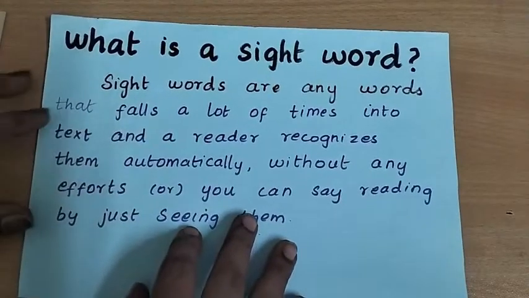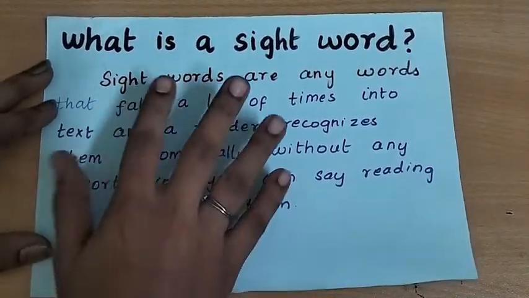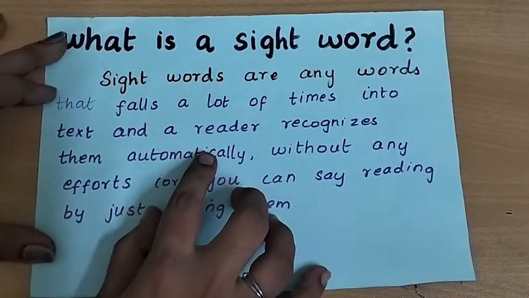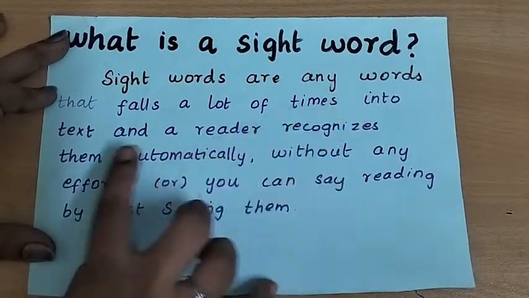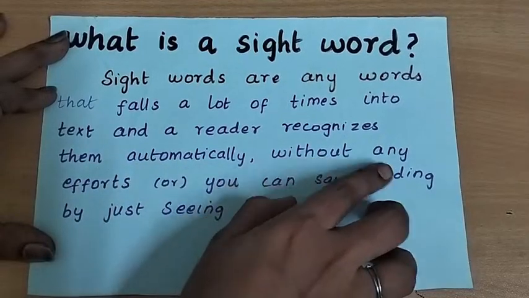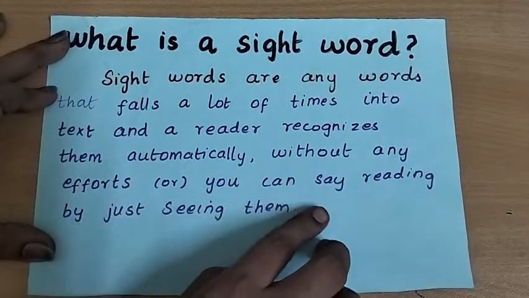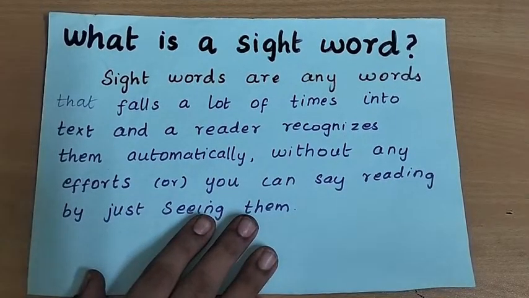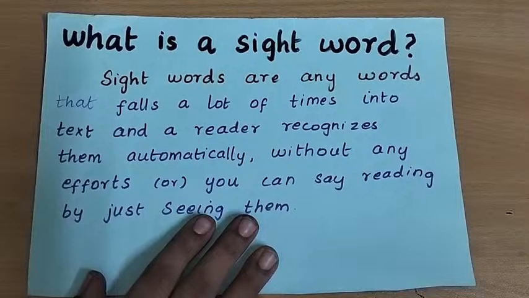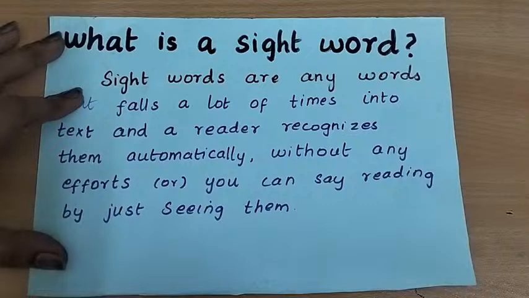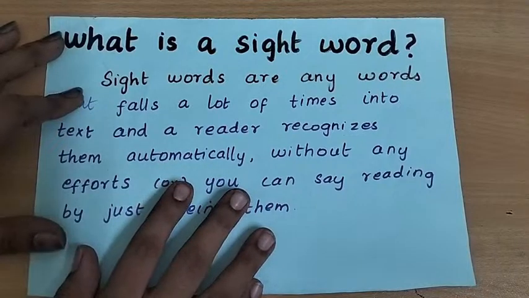Next one is, what is a sight word? So next we can go with sight word. What is a sight word? Sight words are any words that fall a lot of times into text and the reader recognizes them automatically without any effort, or you can say reading by just seeing them. Sight is nothing but what we see. So the words which we regularly see in a text or a paragraph or in a story reader are known as sight words.